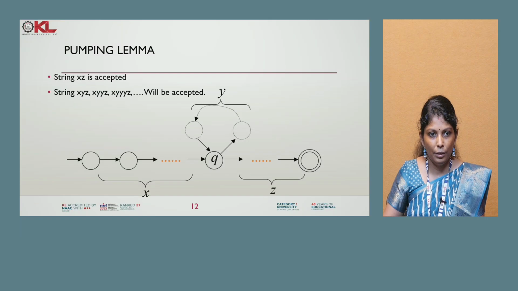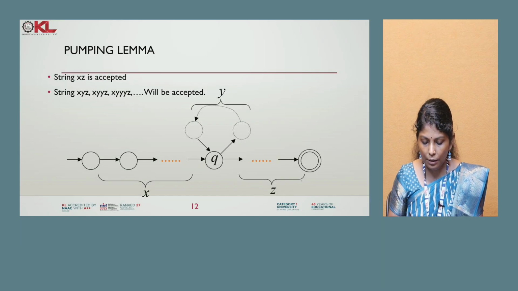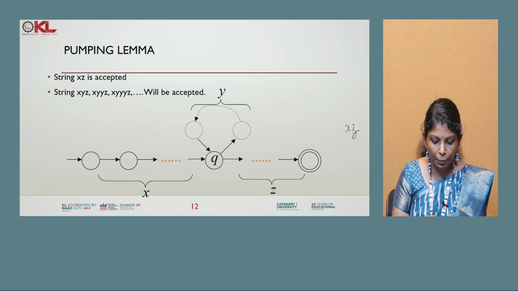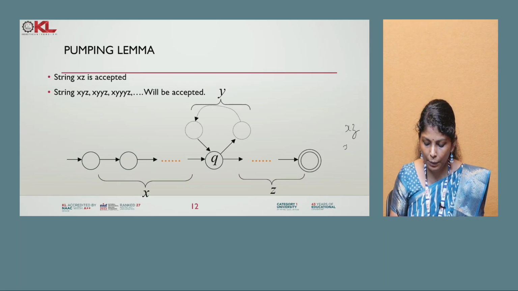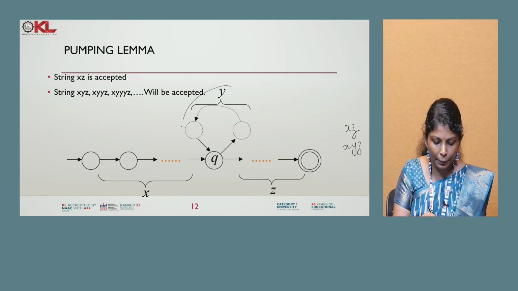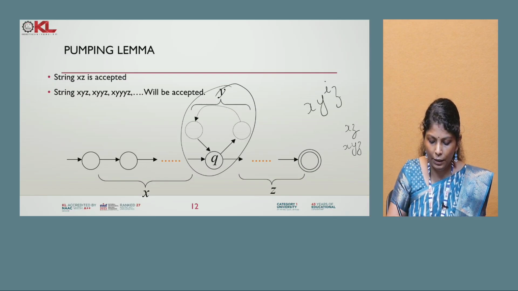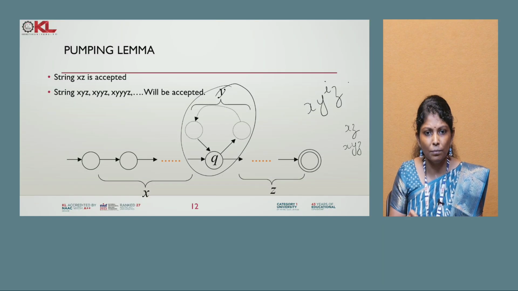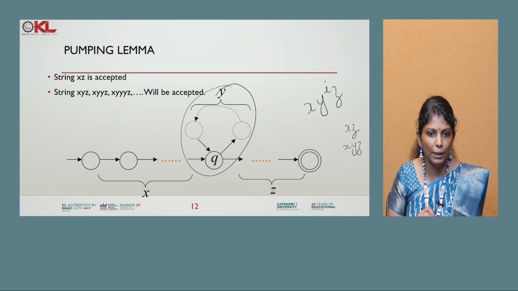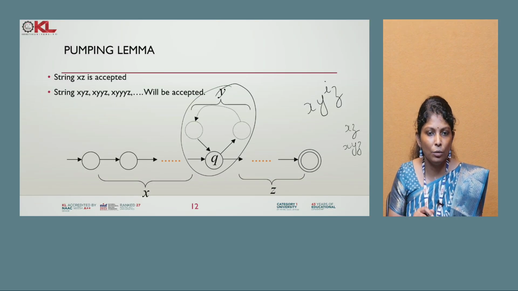Now in this case the string xz will be accepted, because from x we will reach q, and from q with z we will reach the final state. So xz will be accepted, and if y is repeated once, xyz will be accepted in this case, and this y part can be repeated any number of times. I can repeat y any number of times. All those strings will be accepted by the machine. In other words, all these strings will belong to our language.